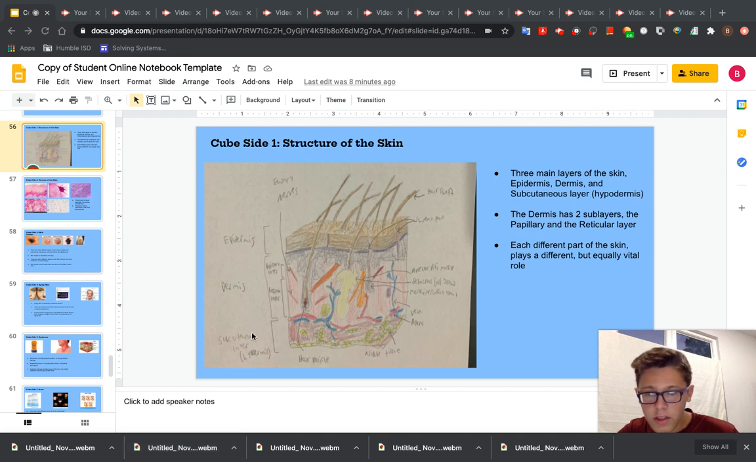And then finally down here, the subcutaneous layer basically provides cushion for the skin. It's what protects the muscle, tendons, and bones underneath it from blunt force. And it does that by using adipose tissue, which is the fat that provides the actual cushion for it. And it's all surrounded by areolar or connective tissue. And that is the structure of the skin with my hand-drawn diagram.